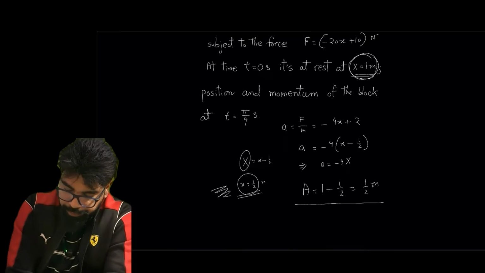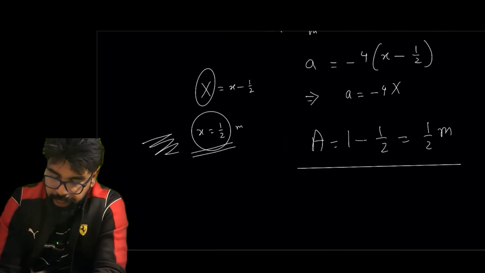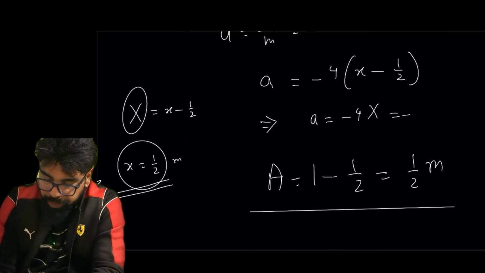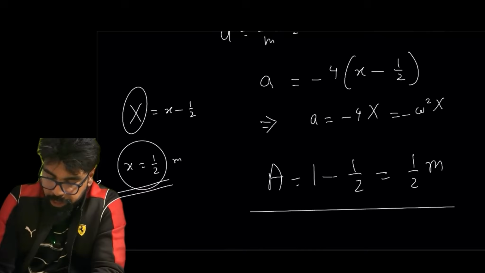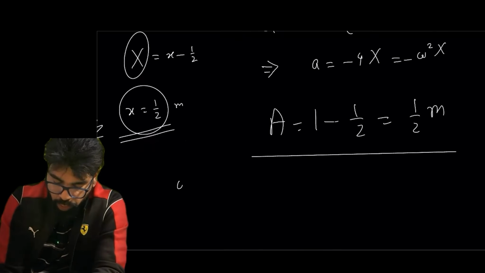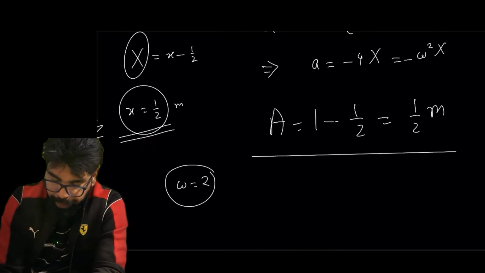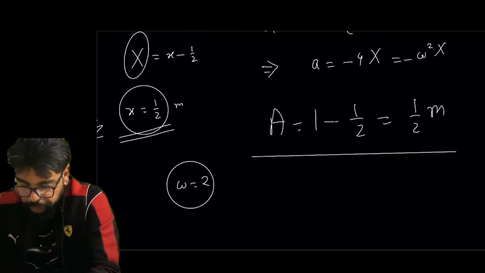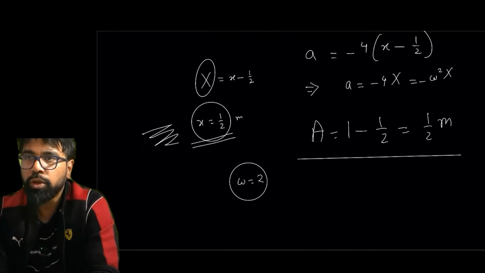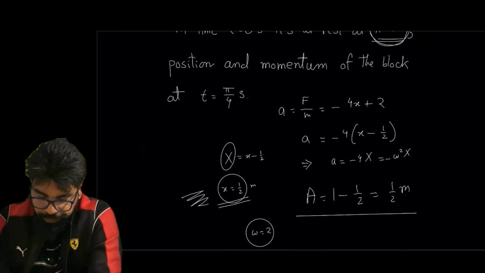So amplitude is half. Now because a = -4X, and it is -ω²X, what's your omega? Omega is coming as 2. So amplitude is half and omega is 2. These are the data that we got, and the mean position is half.